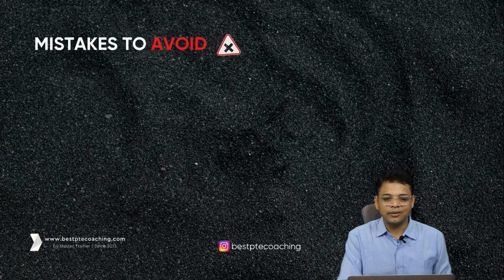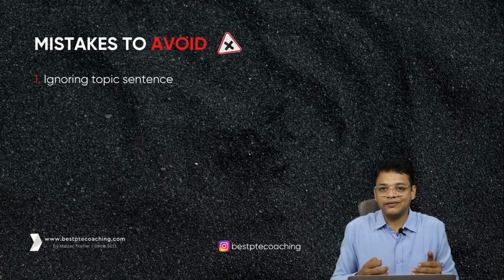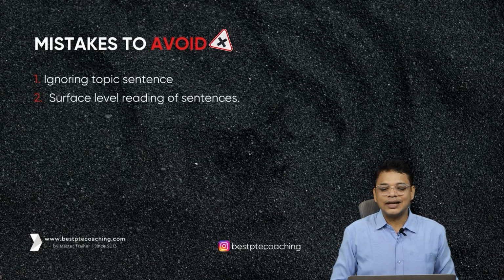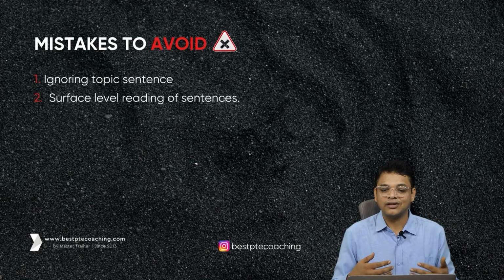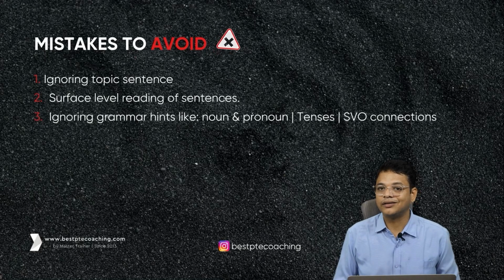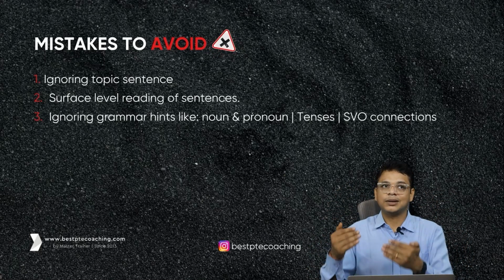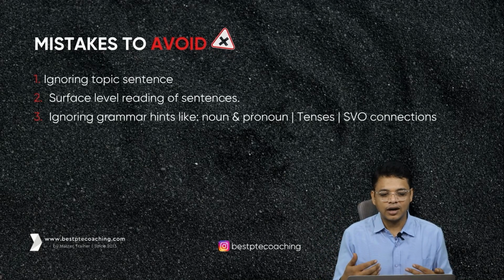Mistakes to avoid in reorder paragraphs. Number 1, ignoring topic sentences. One mistake anybody can make. If you do not have enough intelligence about how to identify the topic sentence, there are chances of you ignoring the topic sentence. Number 2, surface level reading of sentences does not help you, guys, especially in a task like reorder paragraph. If you have a tendency to surface read the sentences, it doesn't help you in this task much. Third thing, ignoring grammar hints like noun and pronoun connections, tenses, subject, verb, object connections. If you ignore these, you may not be able to answer reorder paragraph well.